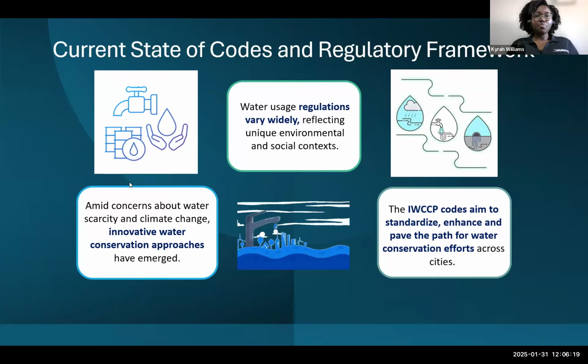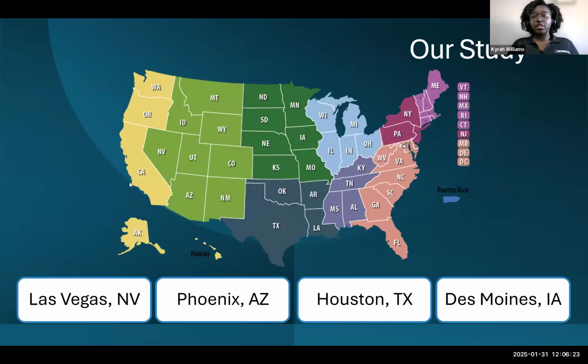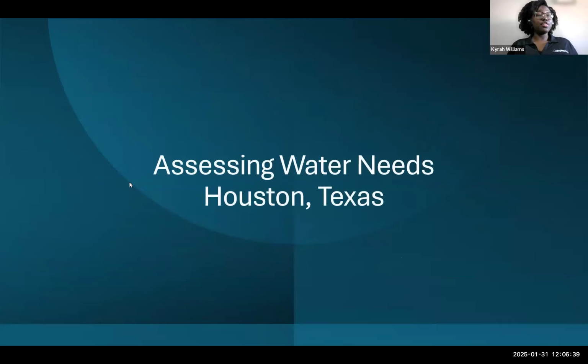As a result, for our study, we focus on 4 cities across various ASHRAE zones: Las Vegas, Phoenix, Houston, and Des Moines. All of these cities have similar climate zones, but yet they are still very different. As mentioned earlier, I will be focusing on Houston and assessing their water needs.